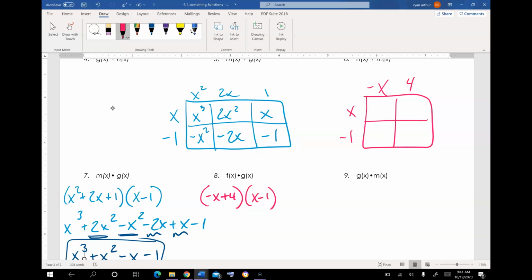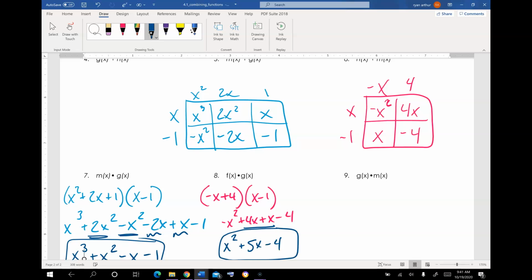Negative x times x is negative x squared. 4 times x is 4x. Negative x times negative 1 is positive x. Negative 1 times 4 is negative 4. Pull your items out. I've got negative x squared plus 4x plus x minus 4. The only thing I can combine is the middle term. So I have negative x squared plus 5x minus 4 is my answer. Okay? All right.